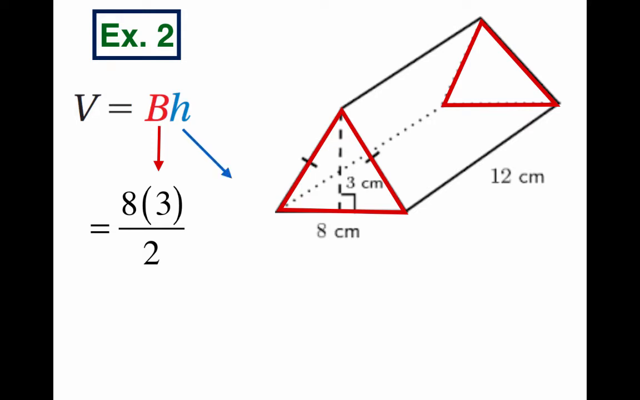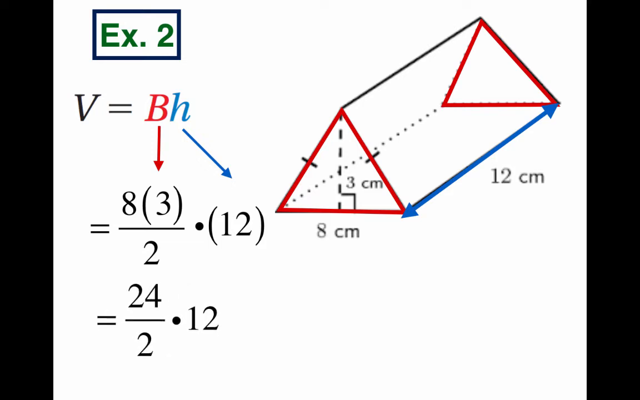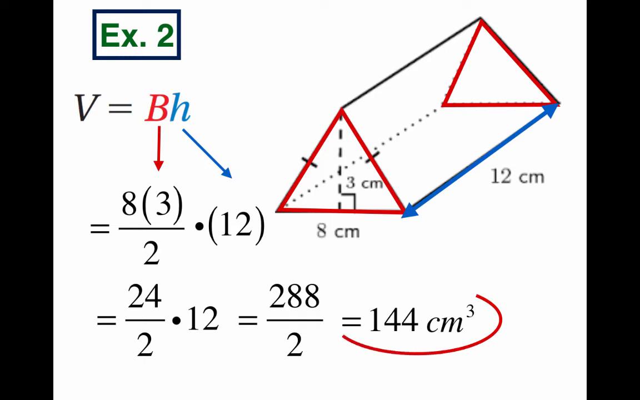The height of our prism is going to be that 12 centimeters going all the way back. So we're going to times it by 12. So the math that we have to do here is 8 times 3 times 12 and then all divided by 2. So 8 times 3 is 24. Let's see here. 24 times 12 is 288, and then 288 divided in half is 144. So the volume of our prism is 144 cubic centimeters, centimeters cubed, and that's our solution.